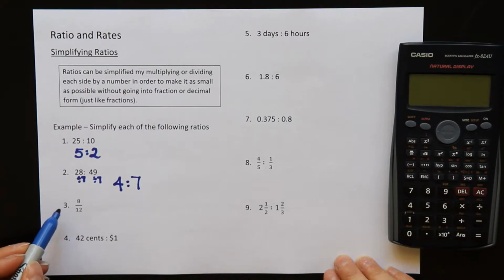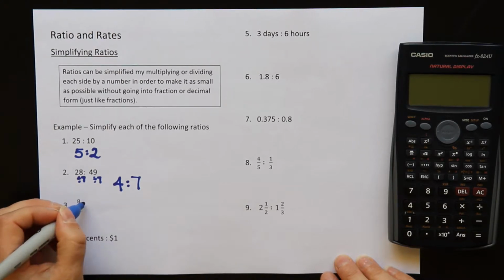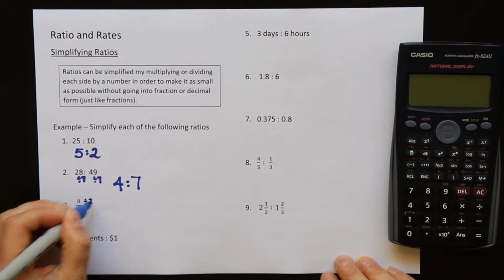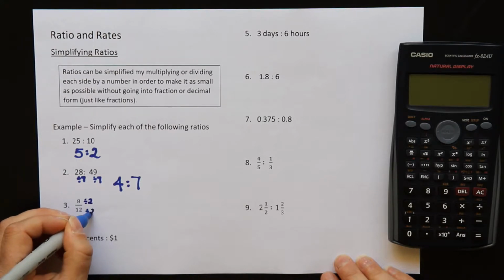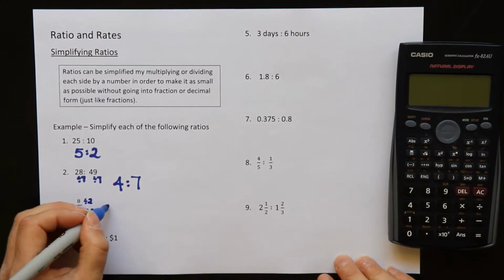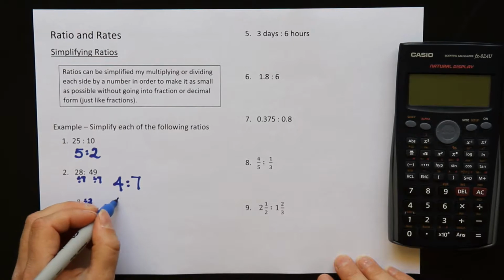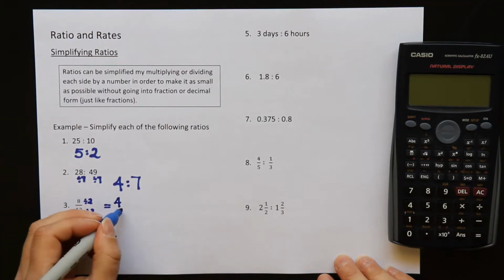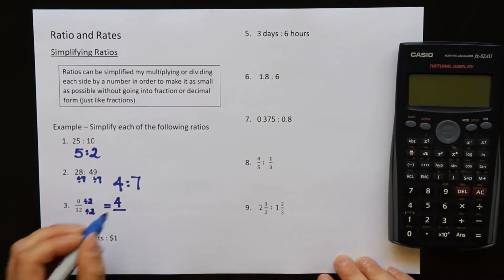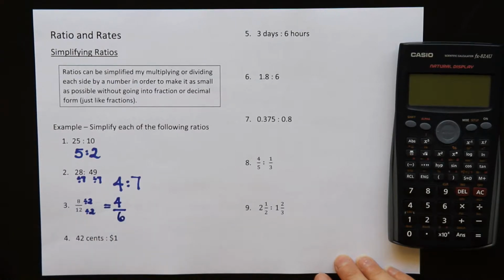In question 3, we have a ratio that has been written as a fraction, 8 over 12. So, what can we divide each of those numbers by? We could divide by, let's pick a smaller number this time. Let's just pick 2. I'm going to divide by 2 on the top, divide by 2 on the bottom. That's going to give me a 4 on the top, and on the bottom, if I divide that by 2, I will get a 6.